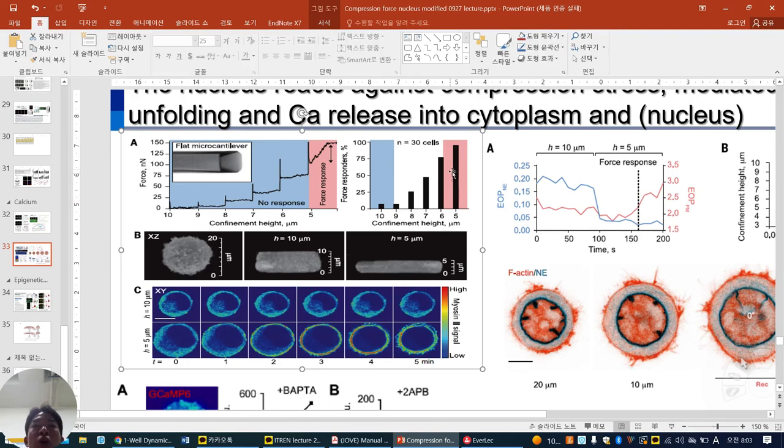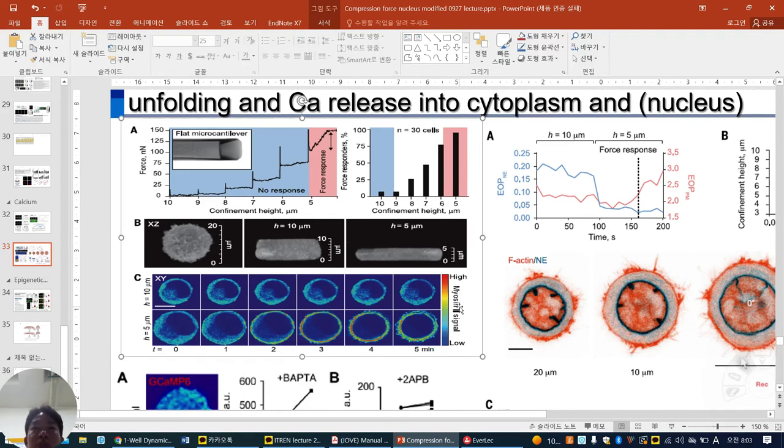So up to 5, maybe they maintain their structure, but over 5 confinement, the cell really repulses the force. And then this is the cell's original suspension state, 10 micrometer, adherent, 5 micrometer, while we confine the cell by compression, myosin 2 signal.